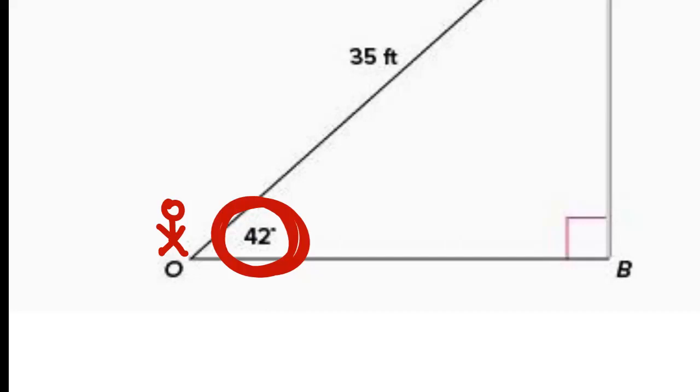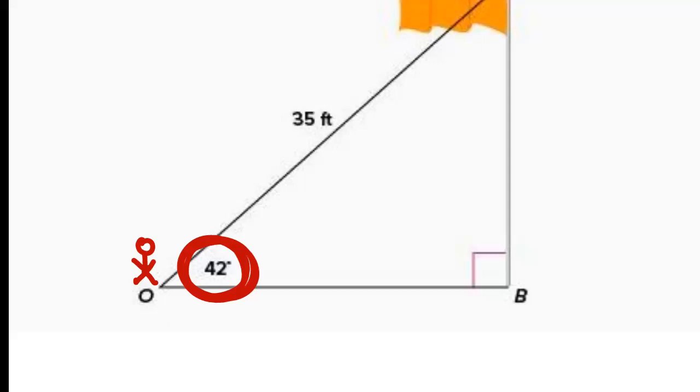Find the hypotenuse. Where's the hypotenuse in the picture? What'd you say? Across from the right angle. So how big is the hypotenuse? 35 feet. So here's the hypotenuse.